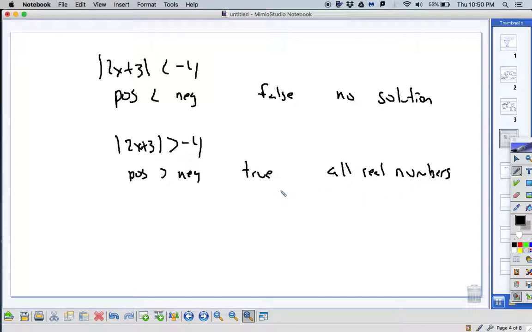So you can have two cases when you have a negative on the other side. Either you're going to have a false statement when you use the less than symbol because this can never happen, so there's no solution. Or you can actually have everything happen because it doesn't matter what x is. Every single number works, so you have all real numbers. So take a look at these cases carefully. When you see that negative over here, don't immediately go to no solution like we do with the equal sign. If it was equal, it would also be no solution.